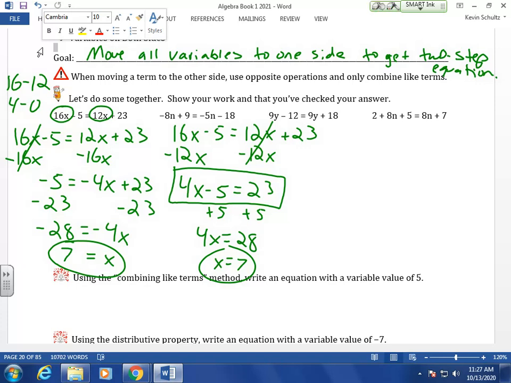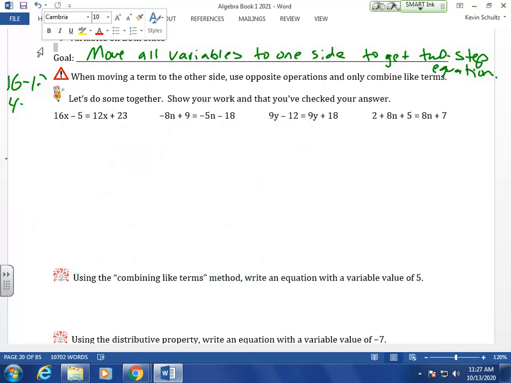Okay. Looking at that second one, I want to try the comparing method first here. You've got negative 8 n's. Remember that coefficient tells you how many you have. You have negative 8 n's on the left, negative 5 n's on the right. Which side has more n's, Gabby? The right side, because negative 5 is greater than negative 8, right? How many more are on the right side? How much greater is negative 5 than negative 8? Elise? 3.